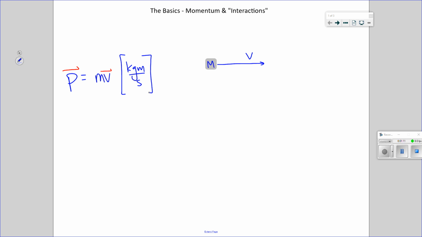It is a vector. It is the product of mass and velocity. People will tell you fancy phrases. Those are phrases. This is the definition. Okay? Okay, that'll do.